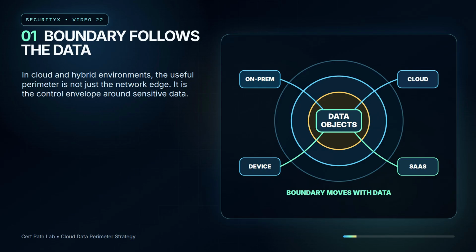In a modern enterprise, sensitive data does not stay inside one data center. It moves through SaaS, cloud storage, APIs, laptops, analytics platforms, and third parties. For SecurityX, a data perimeter strategy means the boundary follows the data. You protect the object with context, policy, monitoring, and controlled paths instead of trusting one network wall.